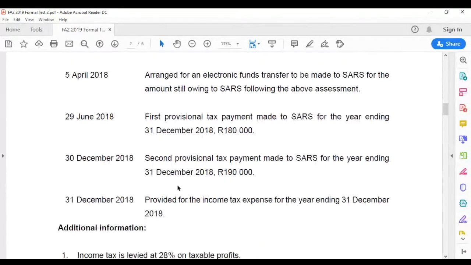First, our second provisional tax payment, clearly there they show us the amount was 180,000 rands. Then we also know that on or before the last day of the full financial year, we've got to make a second provisional tax payment. Our financial year ends on the 31st of December. They are doing it the day before.